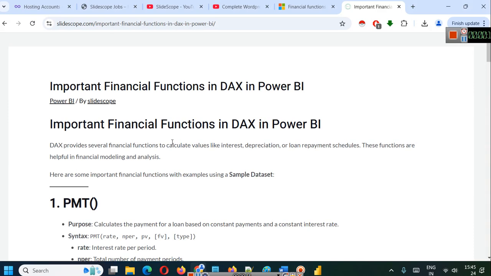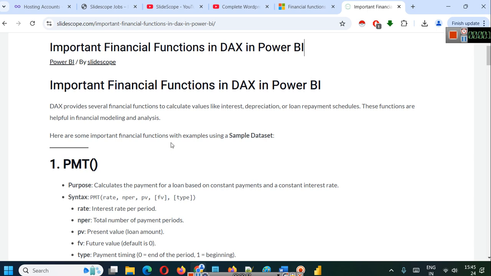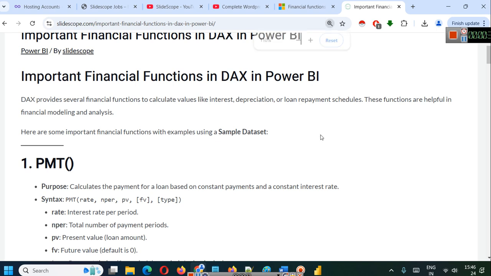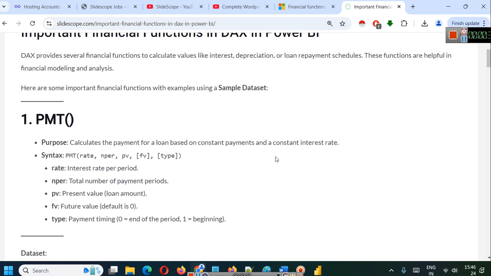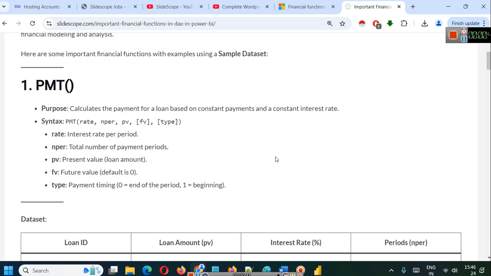In this video we are learning important financial functions in DAX in Power BI. DAX provides several financial functions to calculate values like interest, depreciation or loan repayment schedules. These functions are helpful in financial modeling and analysis. So here are some important financial functions with examples using a sample data set. We will give you a sample snippet of data and explain what the output will be if you apply these functions. First function is the PMT function.